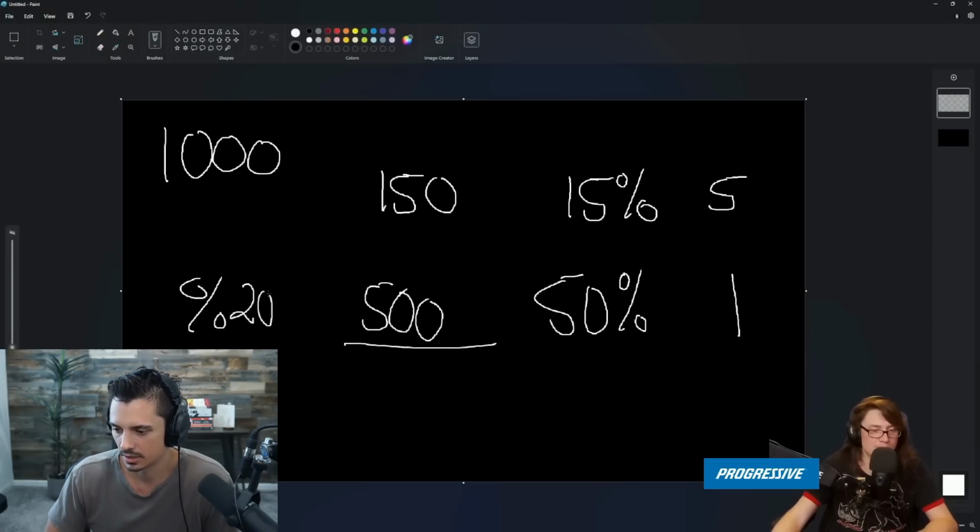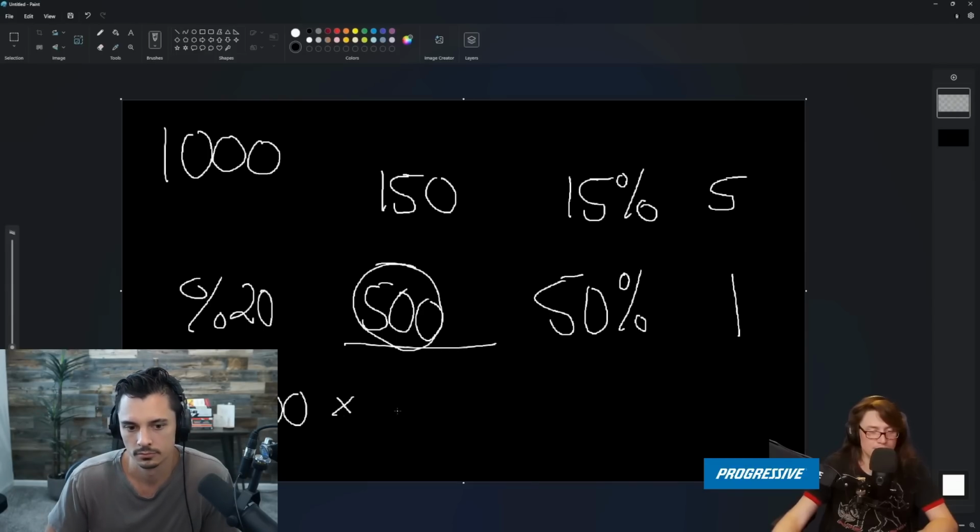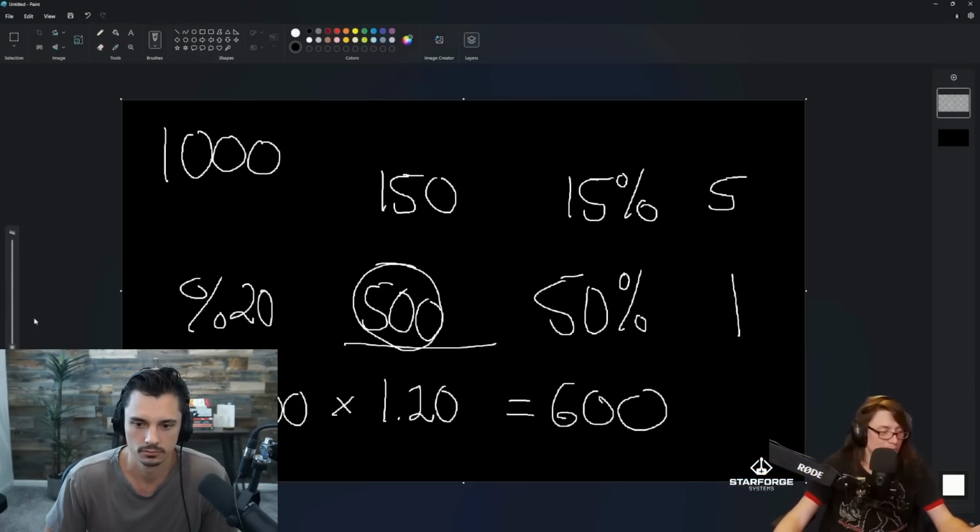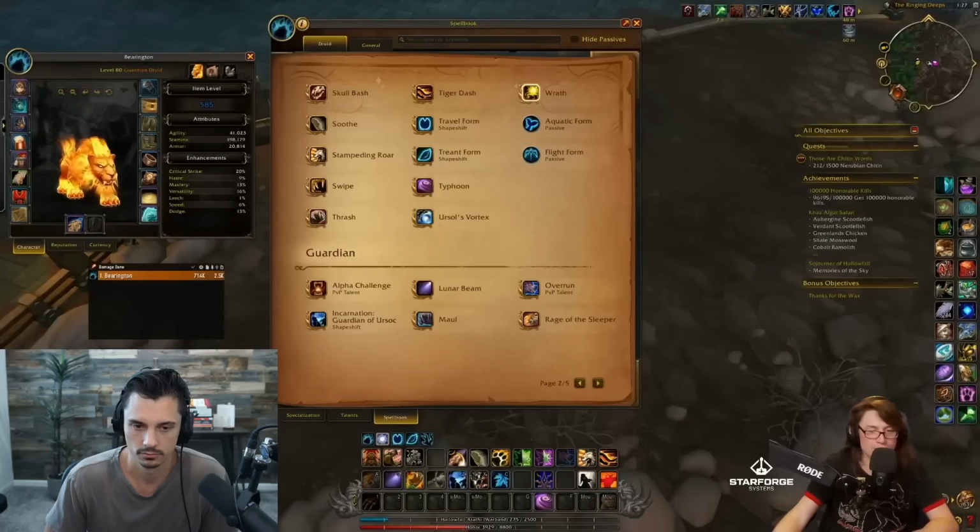So let's say you have a 20% bonus damage against a target that is bleeding, right? You would take 500 damage, and you would say 500 times 1.2, because it's 20% extra. You see how this is working now? So that would do 600 damage, coefficient. But here's the problem. That's not the whole calculation. There's the other side of the calculation.